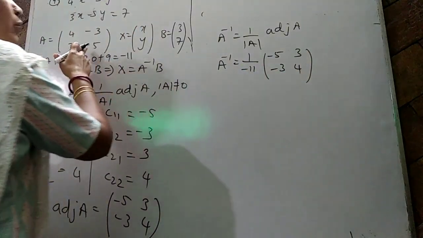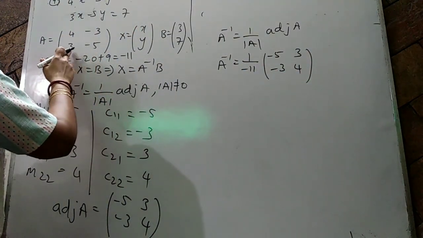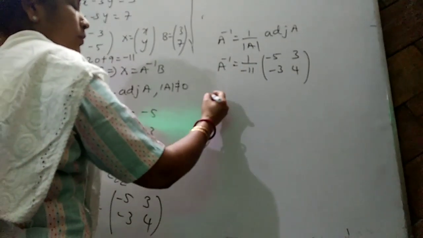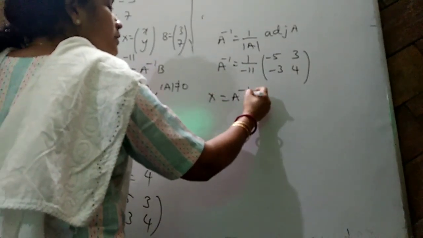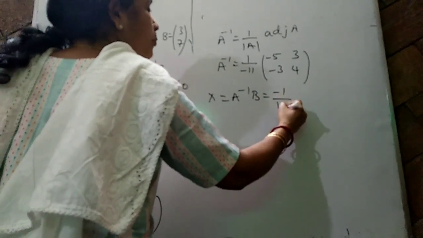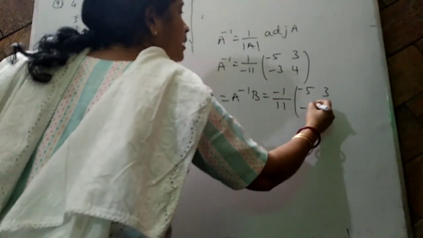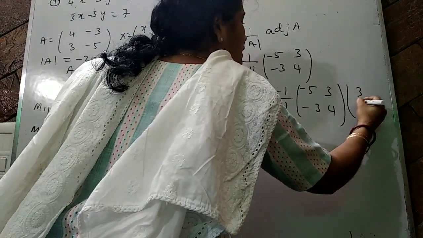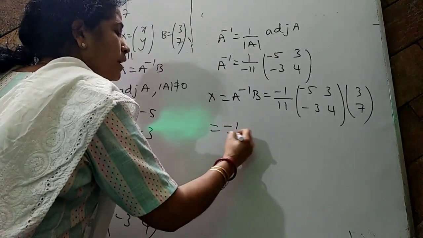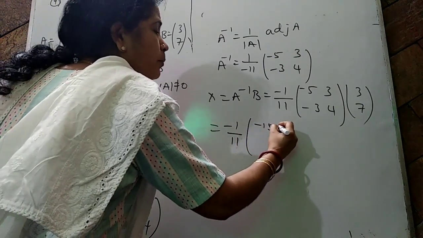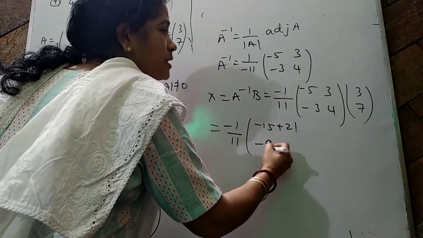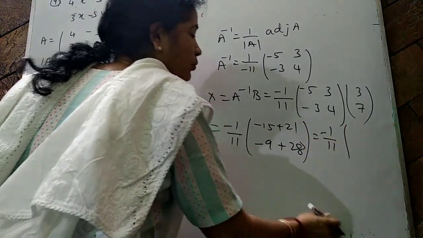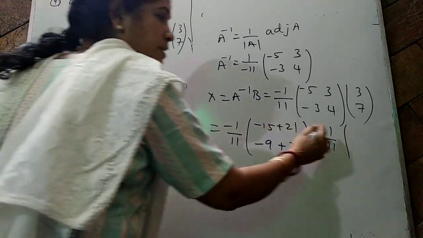If you want to recheck, you can: interchange the diagonal entries and change the sign of the non-diagonal ones. That's what we have, 1 upon determinant A into that. Now X is equal to A inverse B. So that is equal to minus 1 upon 11 into minus 5, 3, minus 3, 4 into the B matrix. The B matrix we have is 3, 7. Now that is equal to minus 1 upon 11 into minus 15 plus 21 and then minus 9 plus 28. If I do the calculation, 1 upon 11 into, this is how much, beta? 6.